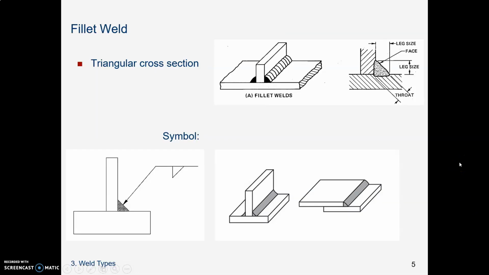Here's the fillet weld. When you melt the weld material and weld these two pieces together, the shape of the material is basically triangular in cross-section, and so the symbol, which represents a fillet weld, is a triangle.